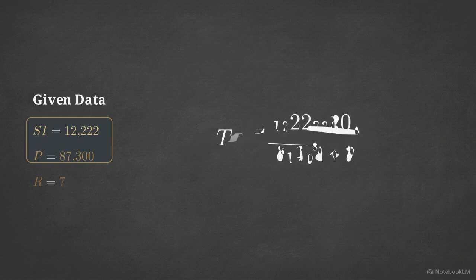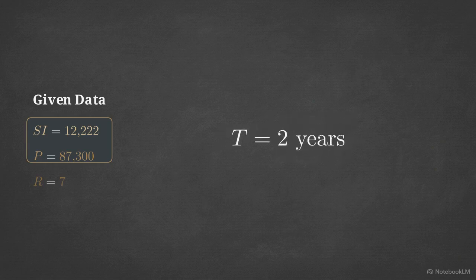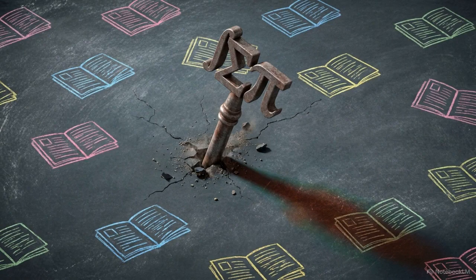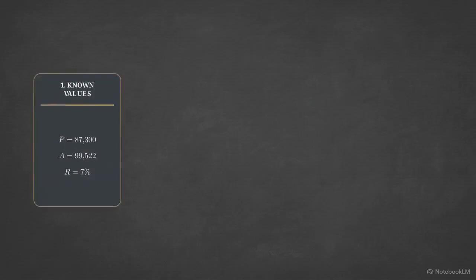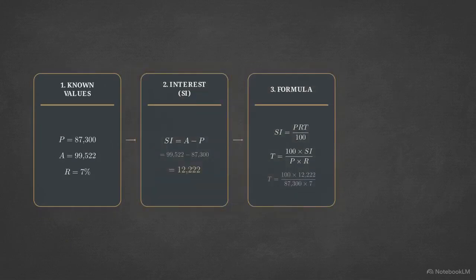This gives us 1,222,200 divided by 611,100. One final division gives us 2 years. It's the same result, but with fewer algebraic steps to manage. Learning these rearranged formulas gives you a reliable way to save time for the more difficult questions later in the paper. Let's recap the method. Extract your variables, subtract to find the interest, substitute into the formula, and solve.